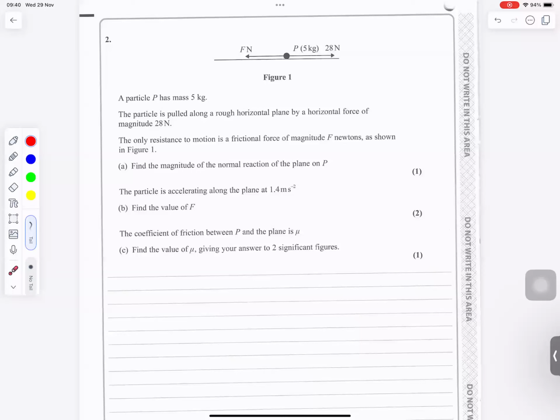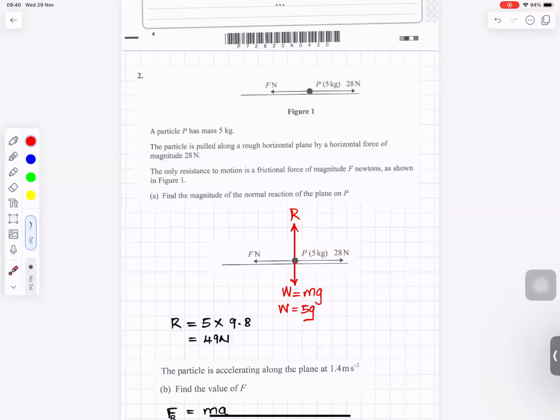Question number two. A particle of mass 5 kilograms is pulled along a rough horizontal plane by a horizontal force of magnitude 28 newtons. The only resistance to motion is a frictional force of magnitude F newtons, as shown in figure one. Find the magnitude of the normal reaction of the plane on P. So we want to find the magnitude of the normal reaction.